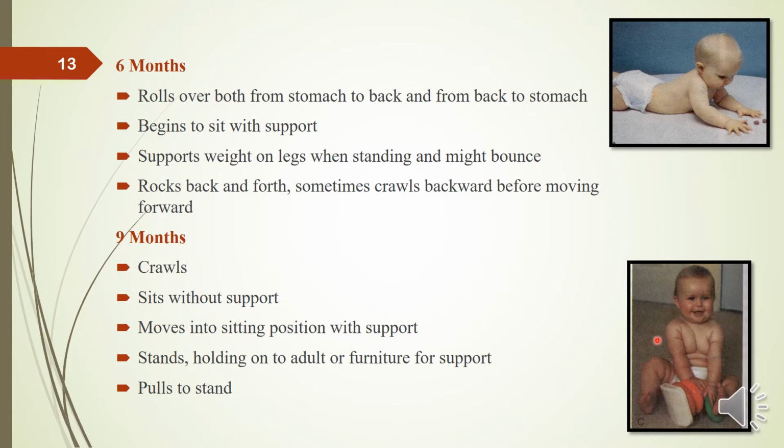He sits without support. If you see here, the child is sitting without support, and he moves into sitting position with support. That means when he's trying to sit, he needs help to sit, and he stands holding on to an adult or furniture for support, and he pulls things to stand. And this is where children fall down, and they're trying to stand up, and they try to catch hold of the bed sheet of the bed, and they pull the bed sheet in order to take support to stand up, and you will see the whole bed sheet coming down on them.